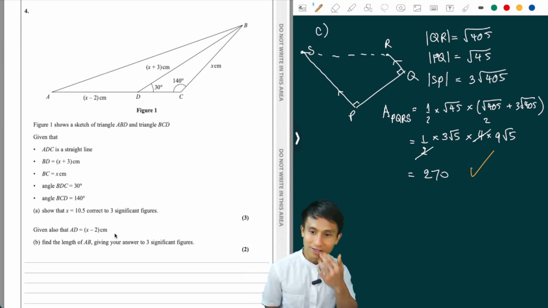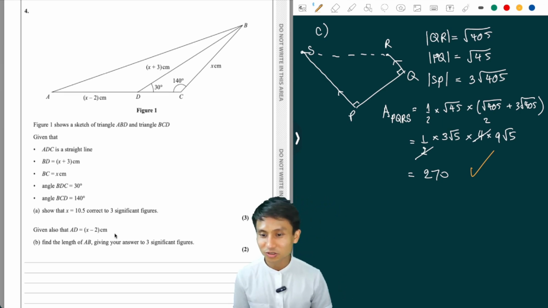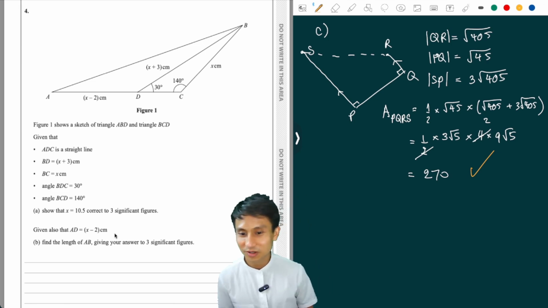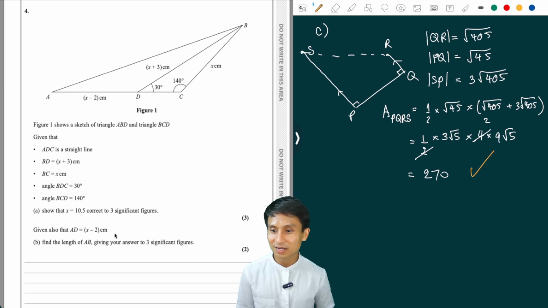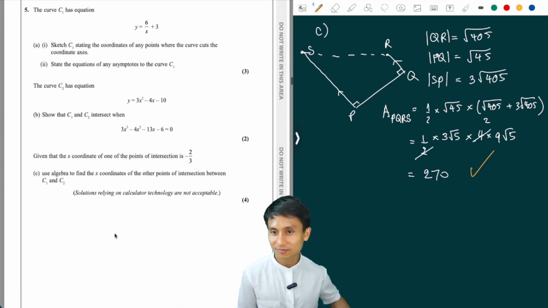Well, this one, yeah, I almost had a problem. I mean, I did, but then I figured it out. So that wasn't too bad. So this is sine and cosine rule, right?